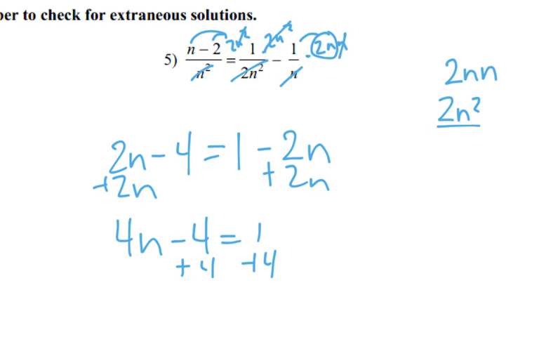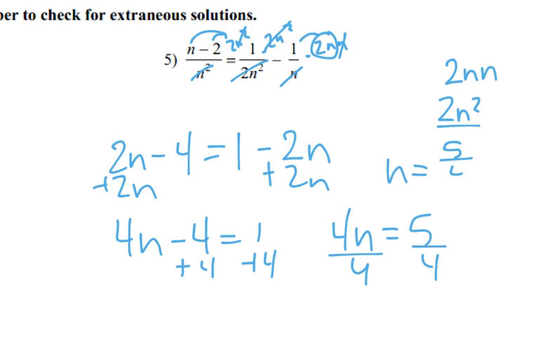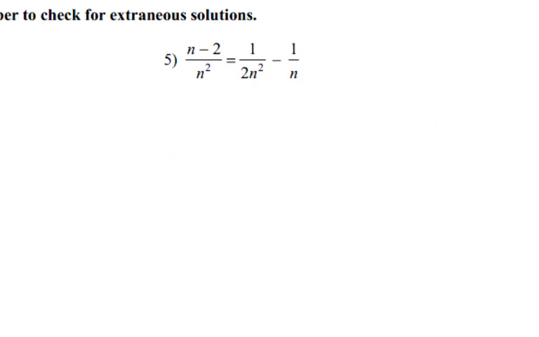Add 4, and I get 4n equals 5. Divide by 4, we get n equals 5/4. Okay, which is another one that won't make any of those equal to 0, because if I square it and times it by 2, it's not going to get to 0. Okay, so there's our answer. Once again, you could just graph the left side and the right side and find the x value of where they intersect, and that would get it for you too.